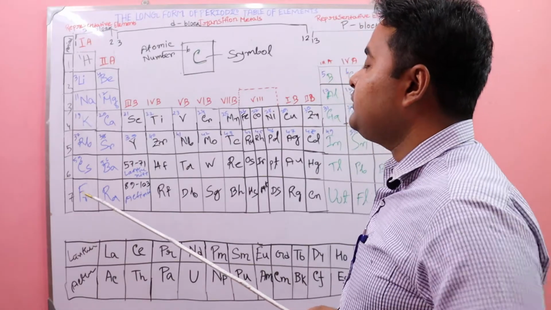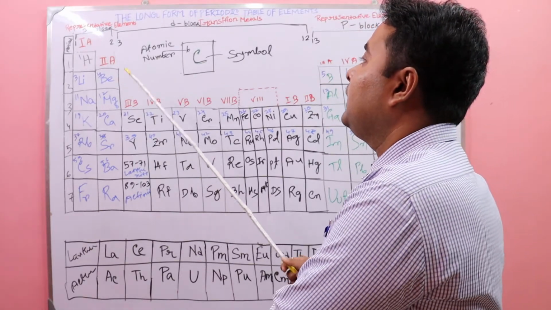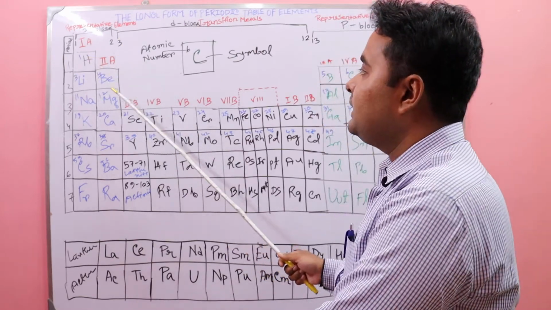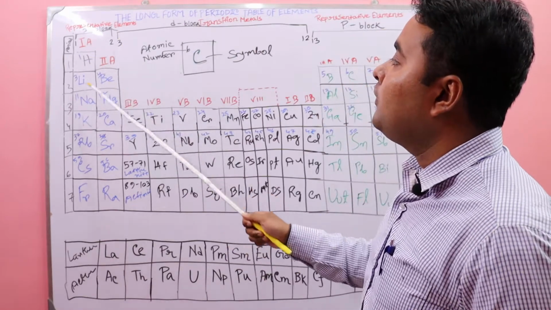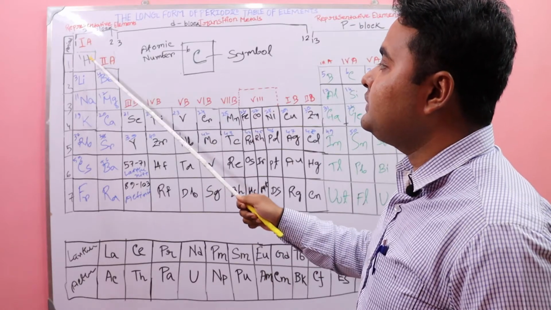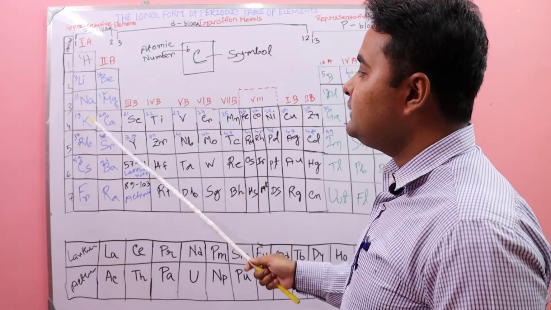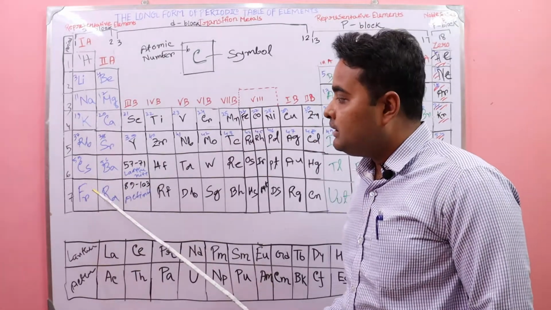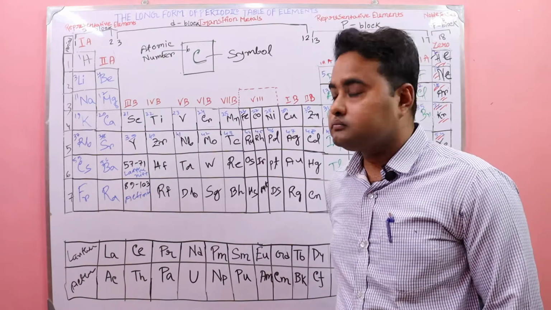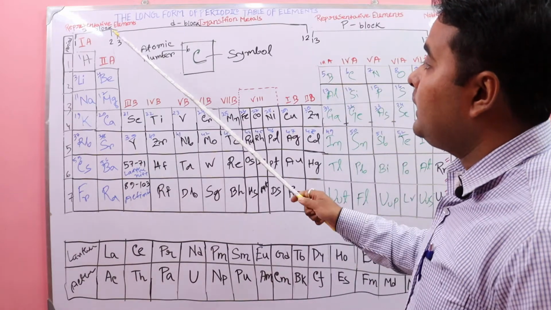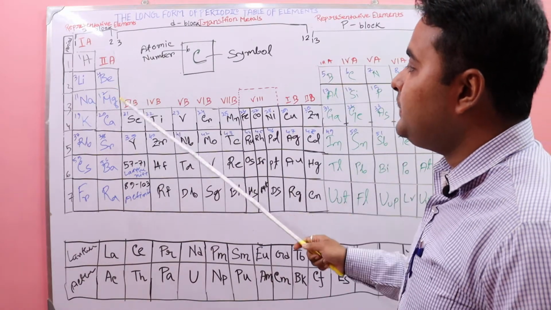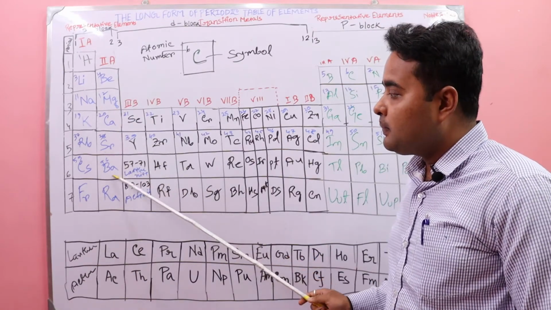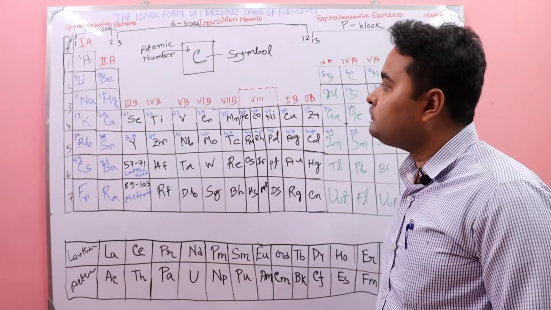So we have to first find out the S block elements. Group 1A contains hydrogen, lithium, sodium, potassium, rubidium, cesium and francium. And group 2A contains beryllium, magnesium, calcium, strontium, barium and radium.